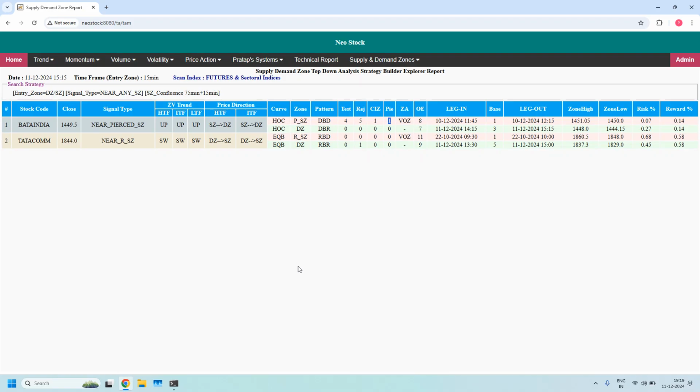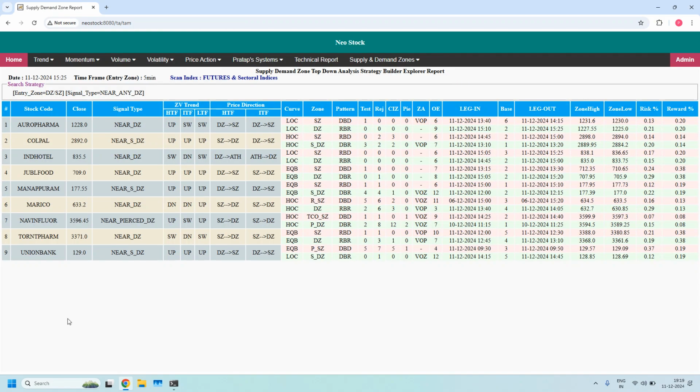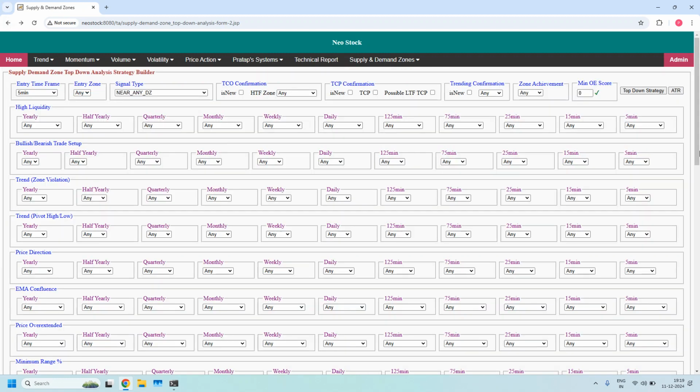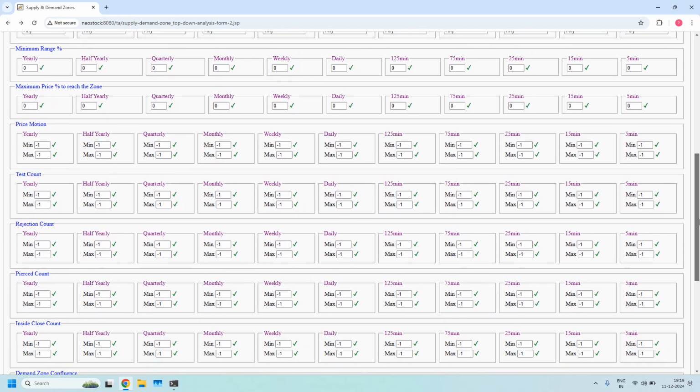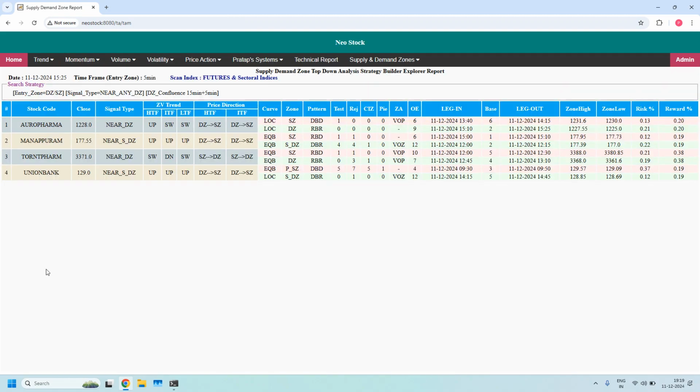Okay, next time frame is 5 minutes. Stocks near 5 minutes demand zone. We got 9 stocks. Out of these 9, how many are having ITF demand zone confluence? Let's verify. 5 minutes demand zone confluence with 15 minutes demand zone confluence. I am enabling this filter. With this filter, out of 9 stocks, we got 4 stocks. Out of these 4, no demand zones are pierced, so all are valid.